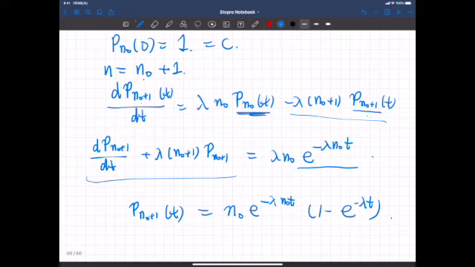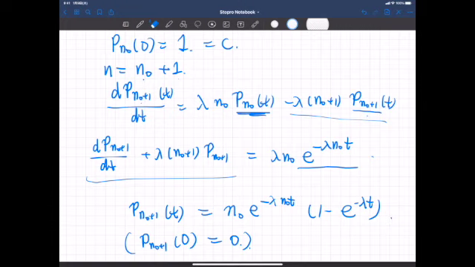Okay, the initial condition for this function is this: p of n0 plus 1 of 0 should be 0. Okay, this is the initial condition. So based on that, we determine all of the constants of integration, and this should be the answer.